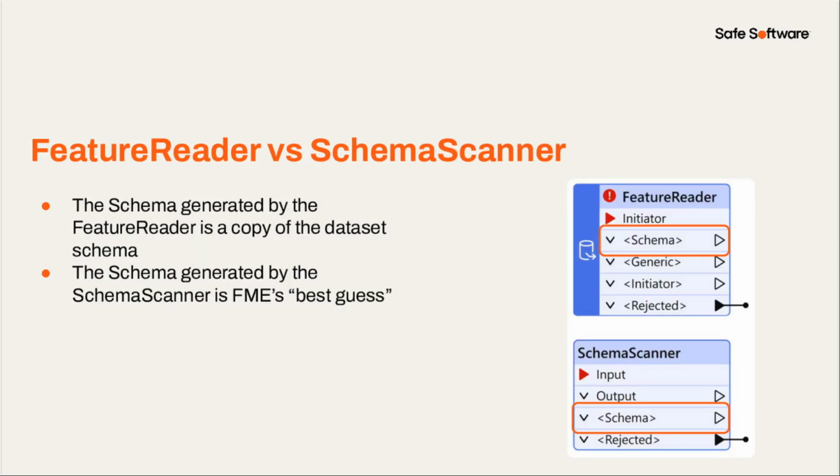And as I mentioned before, the schema scanner is not the only transformer that can pull in a schema from a feature. We also have the feature reader. Whenever you have your feature reader set up and you run that, it's going to pull in a schema feature for each of your feature types on your specified data set. So again, just something to keep in mind if you are just looking to extract the schema. But with the schema scanner, you'll be able to pull out that schema at any point in your workflow. So it's a little more flexible in that sense.